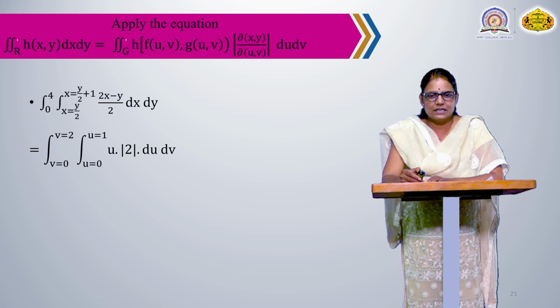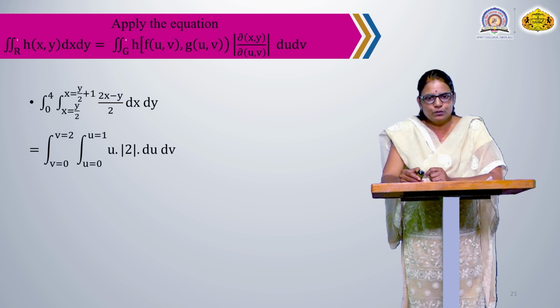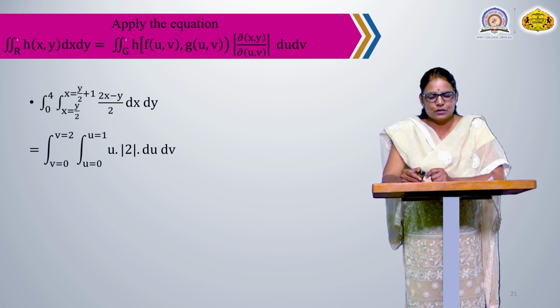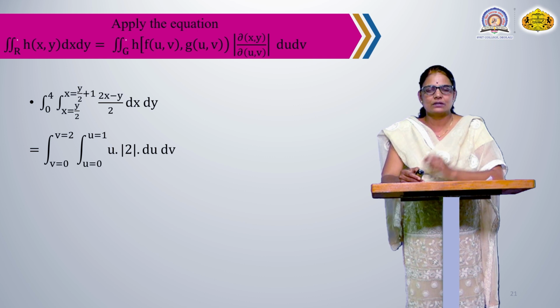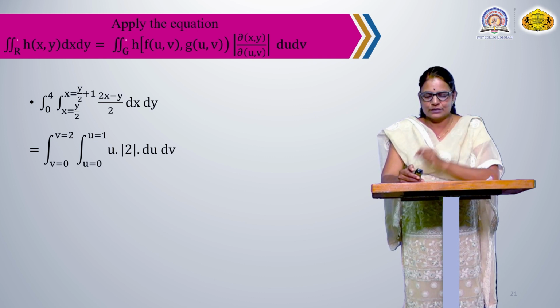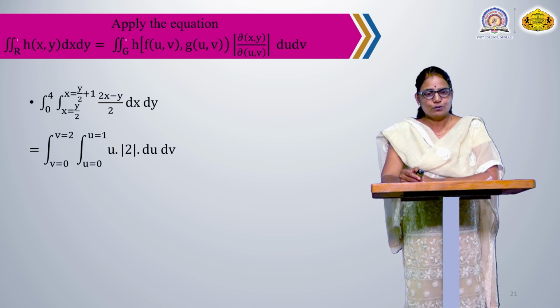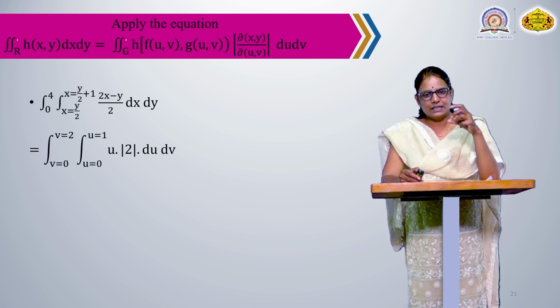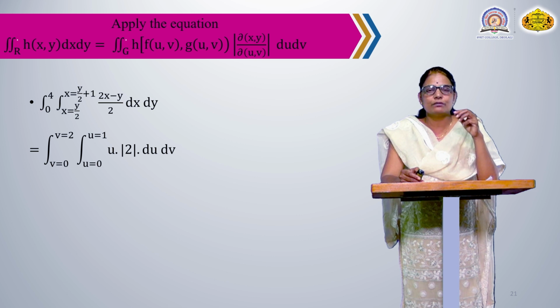The next one is the determinant of the Jacobian; that is, the absolute value of the Jacobian is mod 2 into du dv. So u varies from, see the region G carefully, u varies from 0 to 1 and v varies from 0 to 2. Now if you compare both the integrations here, you can observe that the first one is a little bit complicated compared to the second one.